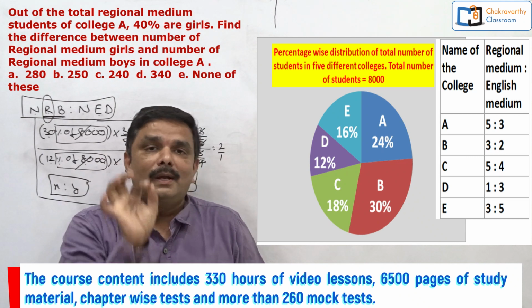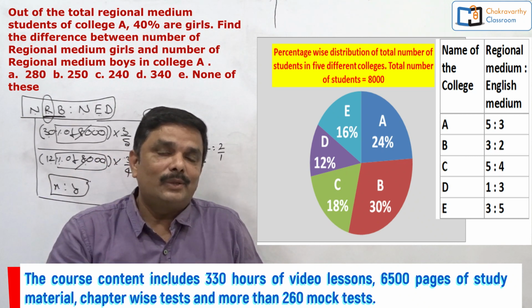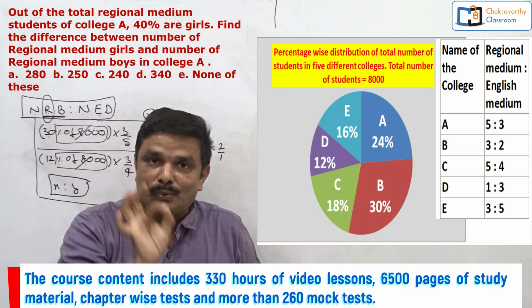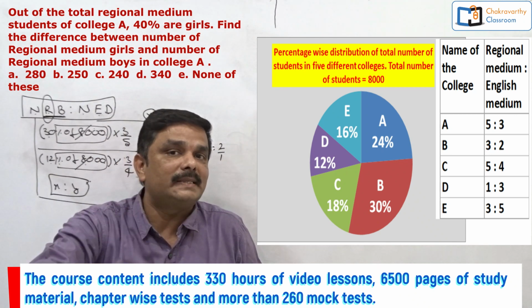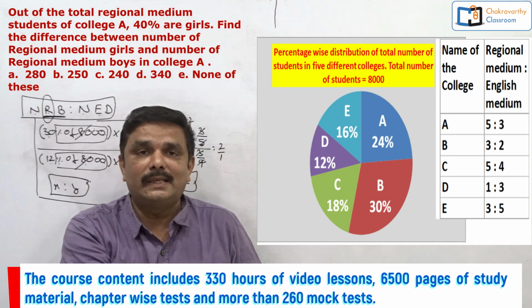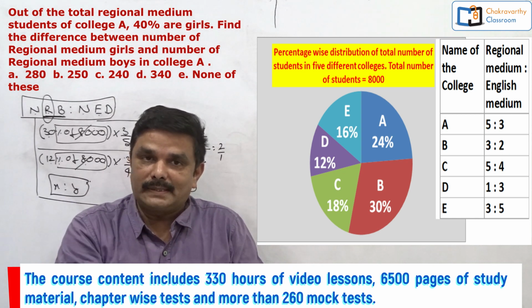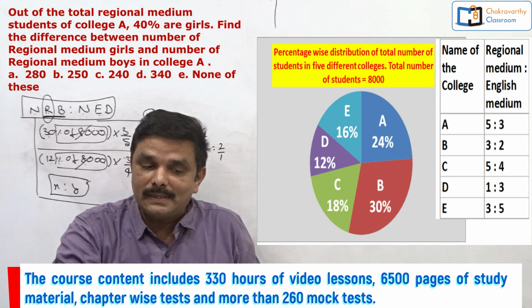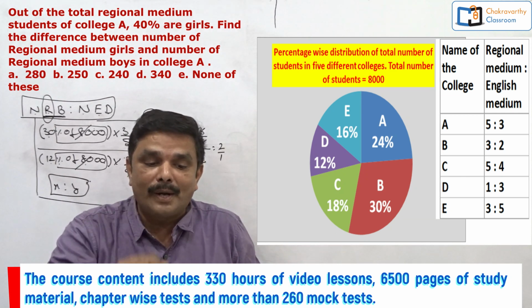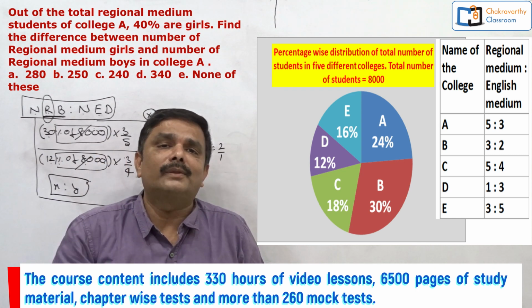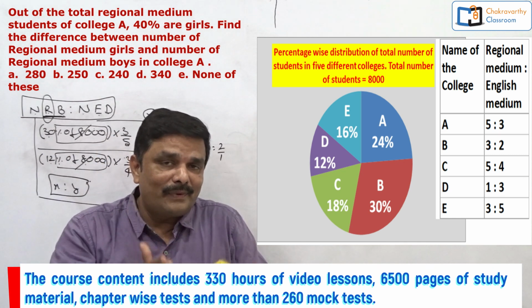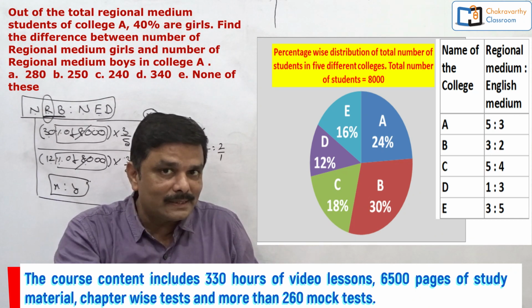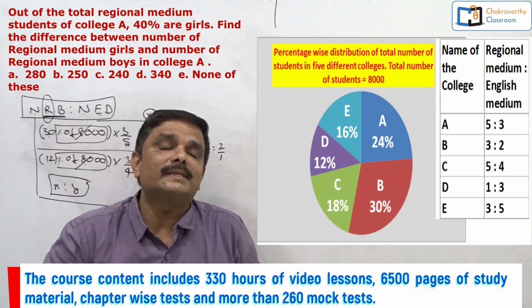What do I need to find out? Total students in college A, then regional medium students from that in college A. Out of that regional medium students of college A, 40% are girls. Simple one, easily you can find out. Next, find the difference between the number of regional medium girls and the number of regional medium boys in college A, on the same college.